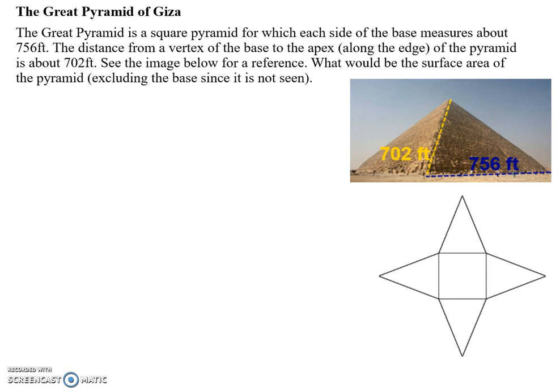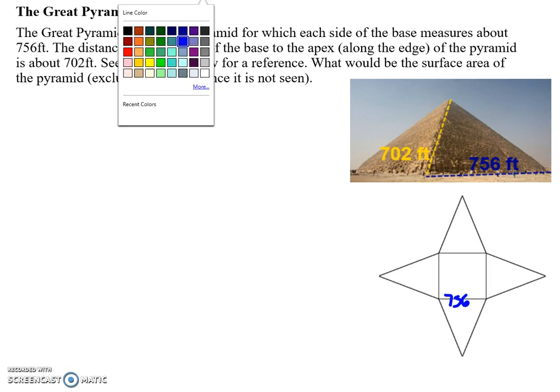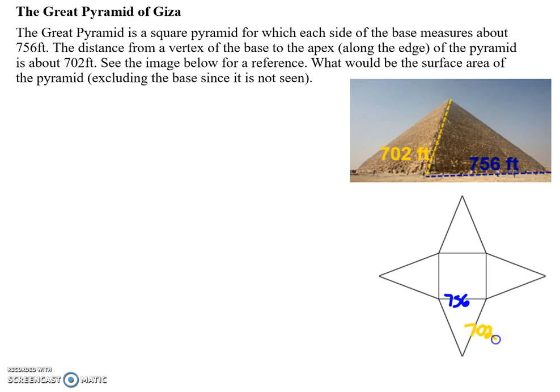So the thing I recognize is that if I'm going to transfer my measurements, this is my 756 feet, and this is 702 feet. Now the problem is that's the edge, and if I want to find the area of a triangle, I know that it's 1/2 the base times the height. Now the base we know is 756. That's not too bad. But the problem is, how do we find that height there?